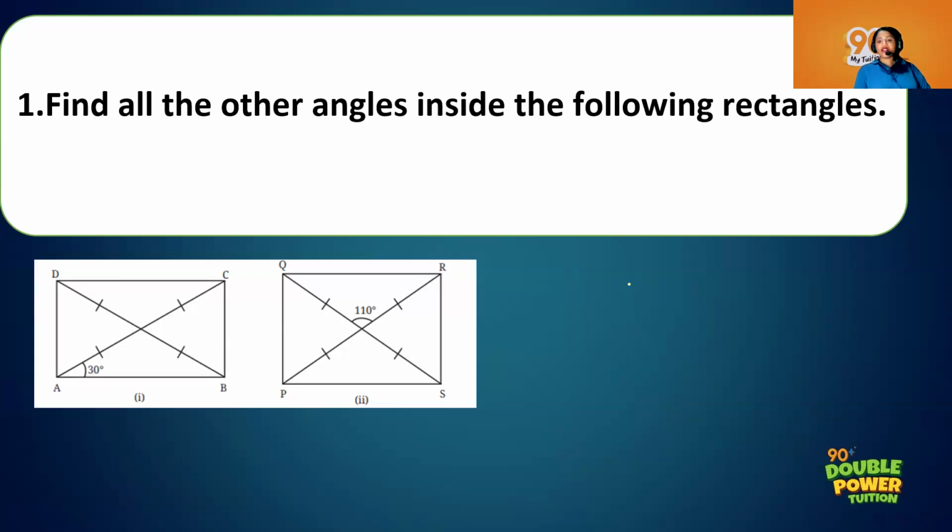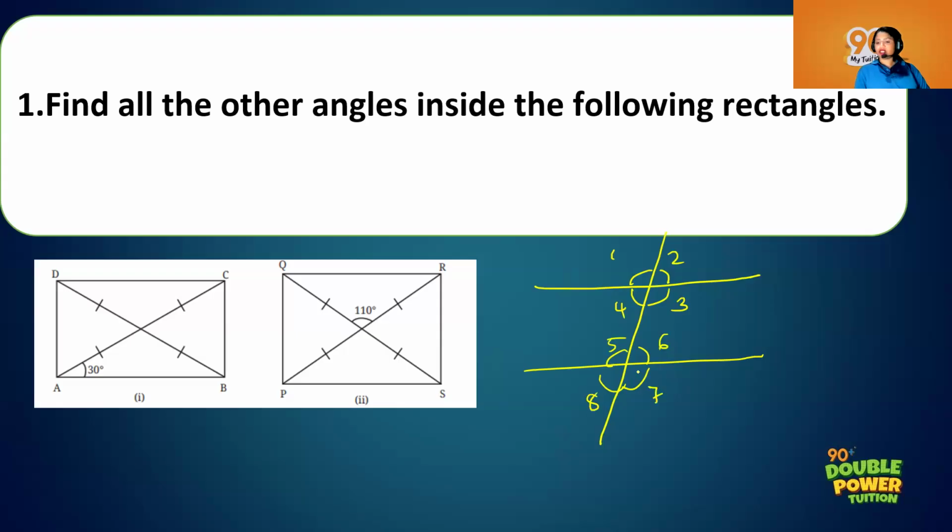In the last class, we talked about parallel lines. There are two parallel lines, and one transversal line cuts these parallel lines. Then we can give all the angles names: 1, 2, 3, 4, 5, 6, 7, 8.